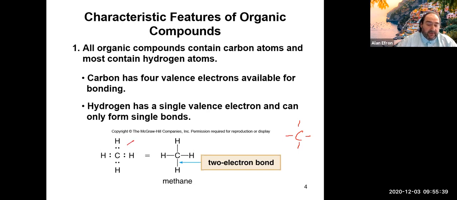It's got 8 electrons around it. Hydrogen meets the duet rule, only needing 2. And again, you should never have dots on hydrogen. It should only have 1 bond to it, or 2 electrons.